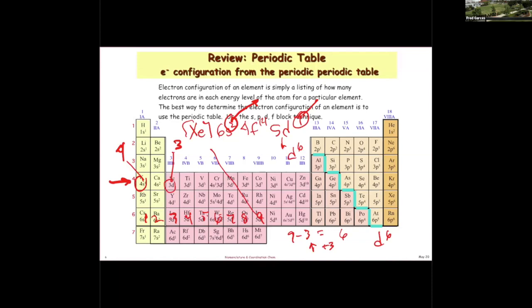You don't have to worry too much about the lanthanides or the actinides. That's not crystal field theory. It's mostly concentrated on transition metals. Does that answer your question? Yes, thank you very much.